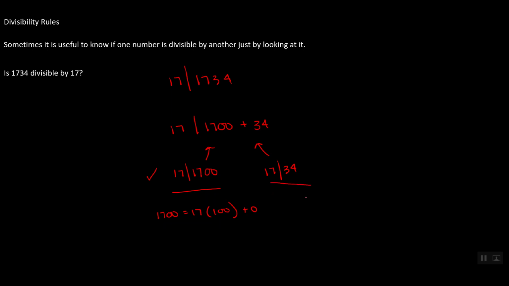Looking at our second division statement, we're asking, can we write 34 as a product of 17 and some quotient with a 0 remainder? And if you pick a quotient of 2, 17 times 2 is 34, so it's true that 17 divides that number as well. So we know 17 divides 1700, 17 divides 34, therefore we can conclude it's true that 17 will divide 1734. So we can use this technique to break down larger numbers and answer quick questions about whether or not it's divisible or it is not.